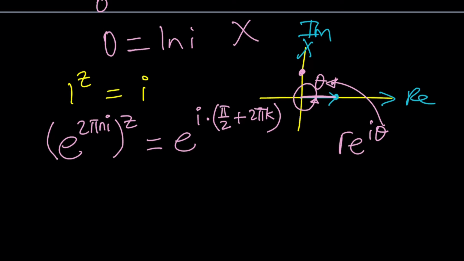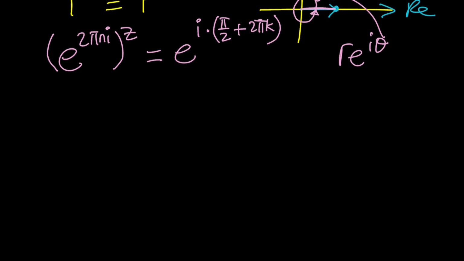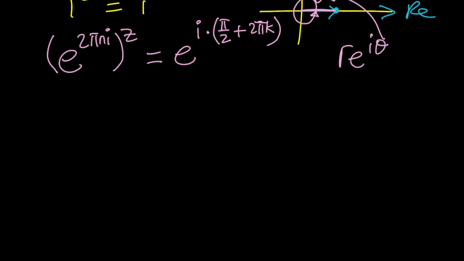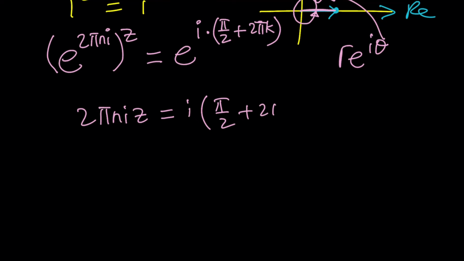But what about ln i? We didn't even do ln, right? Well, we're going to do it to bring these down, but don't worry, it's going to be nice and clear. So multiply the exponents, or just natural log both sides, and you're going to get the following. 2 pi n i z equals i times pi over 2 plus 2 pi k. We may have to simplify things a little bit here and there.